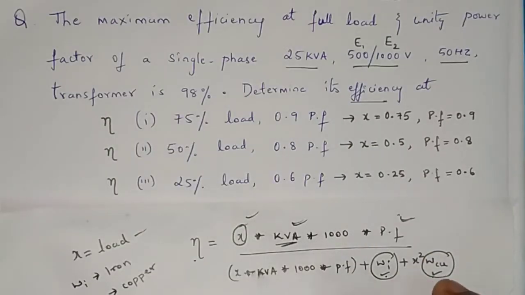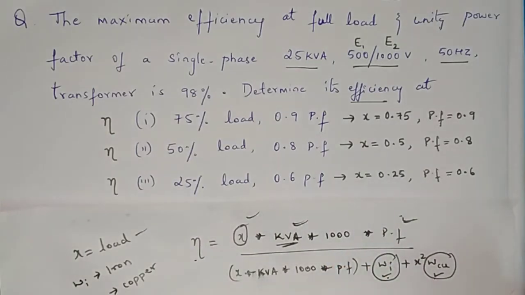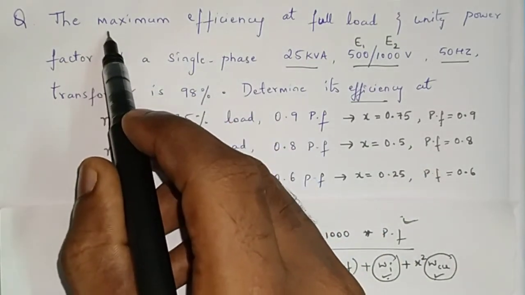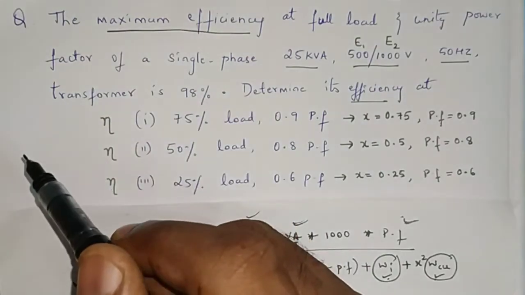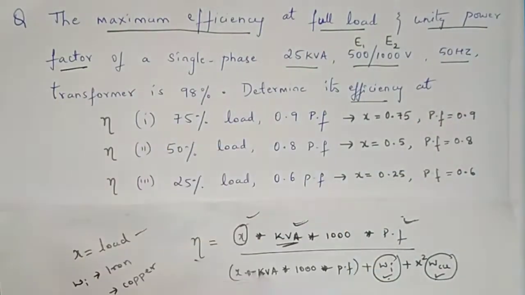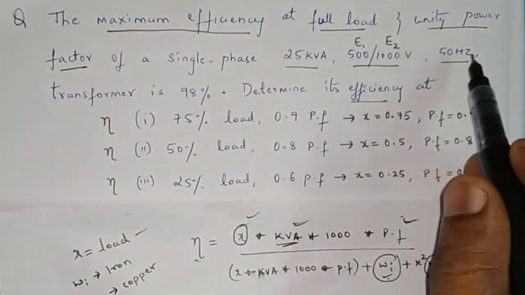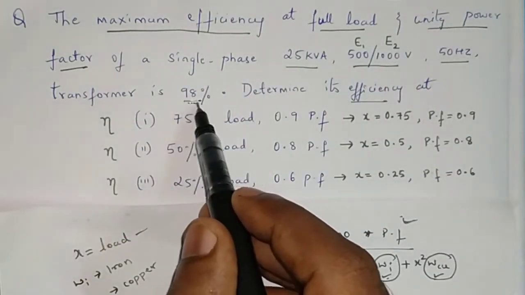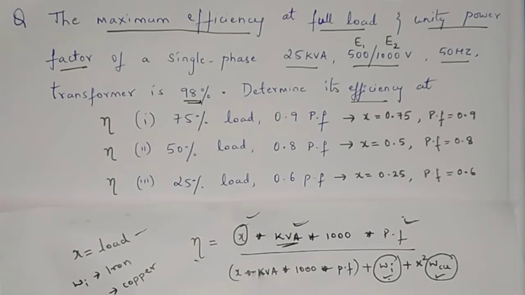So how to find out iron loss and copper loss? Just check the question once again. They are given something else in the question. You can just see, maximum efficiency they are given in the question at full load, unity power factor of a single phase transformer, the rating is 98%. So this is given in order to find iron loss and copper loss.